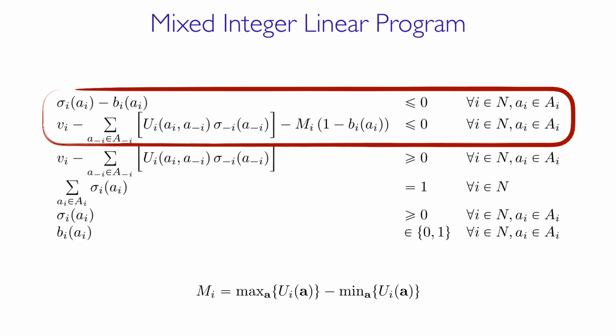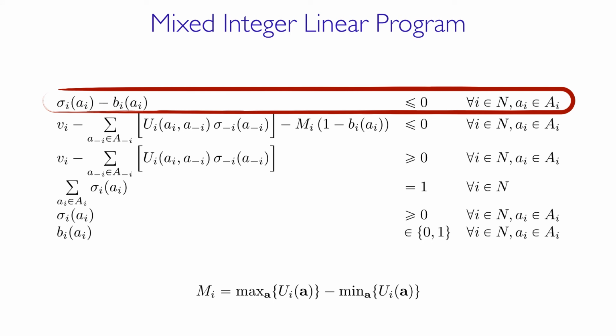This set of constraints substitutes the complementarity conditions. These constraints force the strategy on an action to be 0 when the value of b_i is equal to 0, that is, when it is not in the support. While when b_i is equal to 1, the strategy can be any.